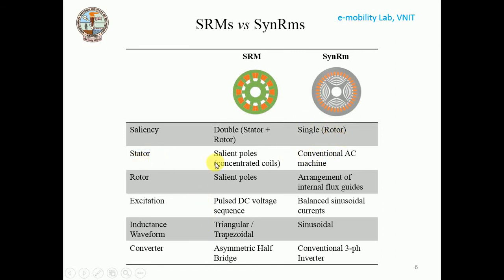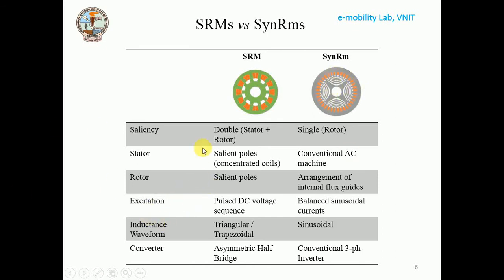Then the stator: in switched reluctance it has salient poles and concentrated coils, and in synchronous reluctance the stator is a conventional AC machine. Conventional means here the induction motor we are talking about, which is highly used in every application. Then the rotor has salient poles here. You can see the salient poles, and it is the internal arrangement of flux guides. I will explain later what these arrangements are.